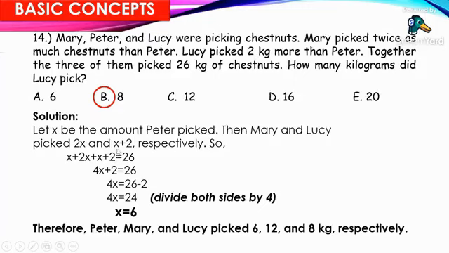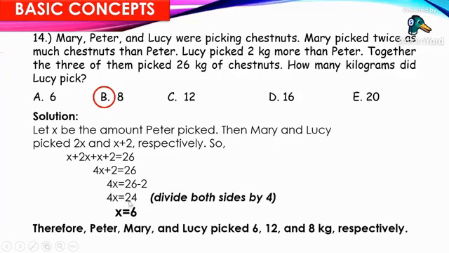So add it up. That should be equal to 26, yung total chestnuts or weight or mass ng chestnuts nila. So you combine like terms: x plus 2x plus x is 4x, plus 2 is equal to 26. Then, addition property of equality, lipat natin si 2. So that is 26 minus 2. So 4x is equal to 24. Then divide both sides by 4. So x is equal to 6.